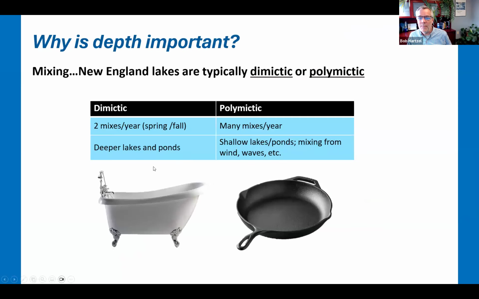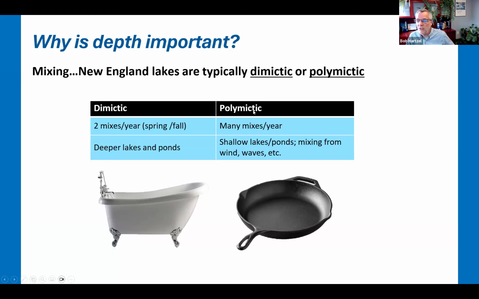So again, why is depth important? New England lakes are typically what we call dimictic or polymictic. Dimictic lakes are those deeper, typically larger lakes that mix fully, meaning the top waters and the bottom waters fully mix twice per year. And that is in the spring, right after ice off, and in the fall when the air temperature gets cool enough that the surface waters cool and equalize with the bottom waters, and that allows full mixing from top to bottom. So that's true for deeper lakes and ponds.